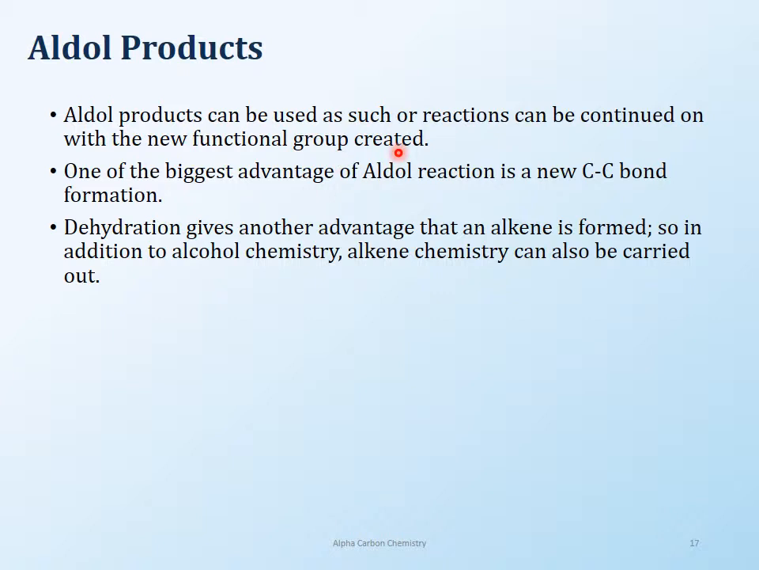You've created an alcohol, which is a very versatile functional group, and then if you dehydrate that, you get an alkene. And alkene is also a very versatile functional group. You can do any number of addition reactions and get so many different kinds of products from there. So the two advantages really are about elongating your compound, or making your compound bigger by forming a carbon-carbon bond, and then of course generating a new functional group.